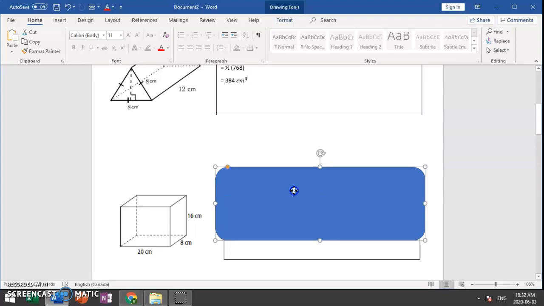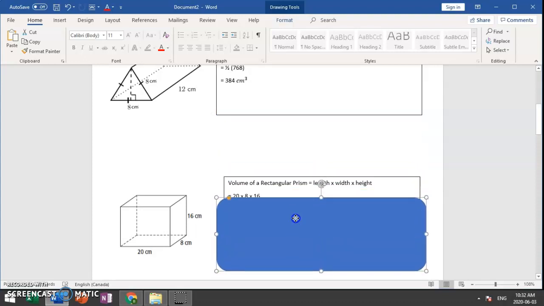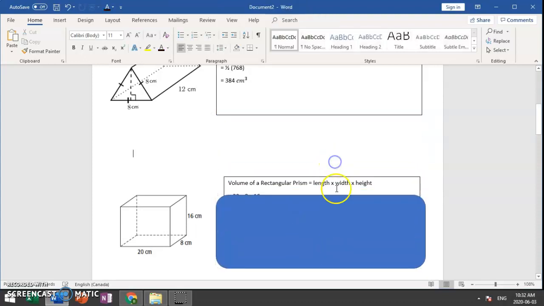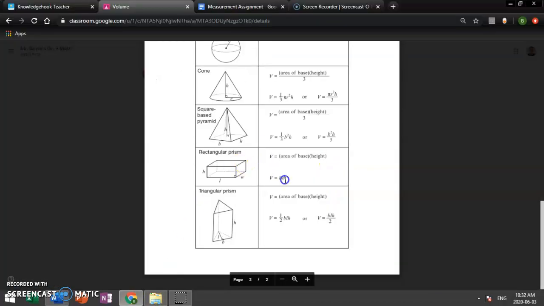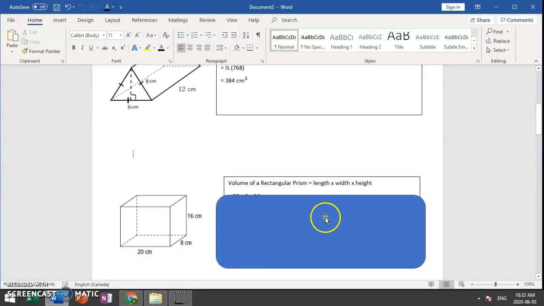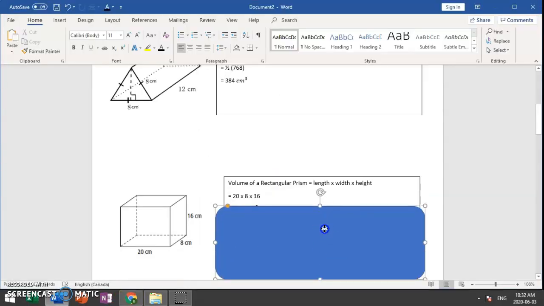We got a rectangular prism this time. Even a simpler equation. It's just length times width times height. That's all it is. If you ever forget, it's right here: length times width times height. So put the numbers in: 20 times 8 times 16.